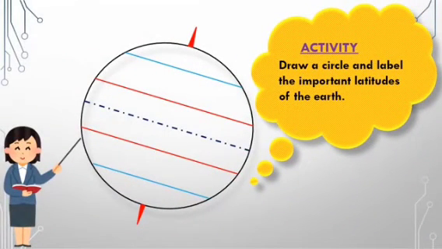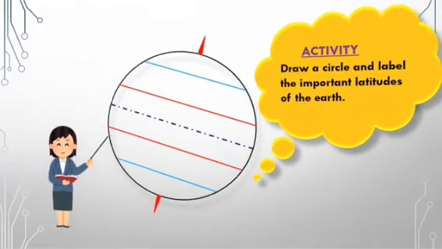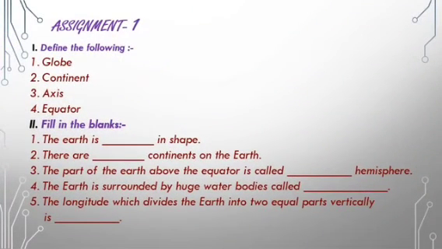Children, here is an activity for you. Draw a circle and label the important parallels or latitudes of the earth. Today's assignment: define the following: globe, continent, axis and equator.